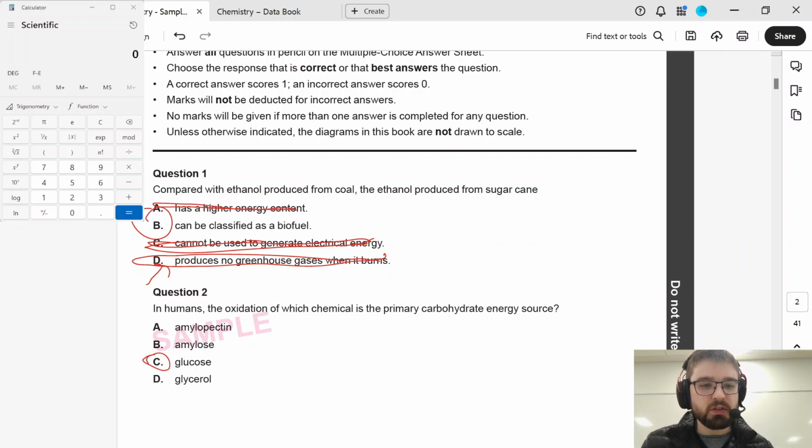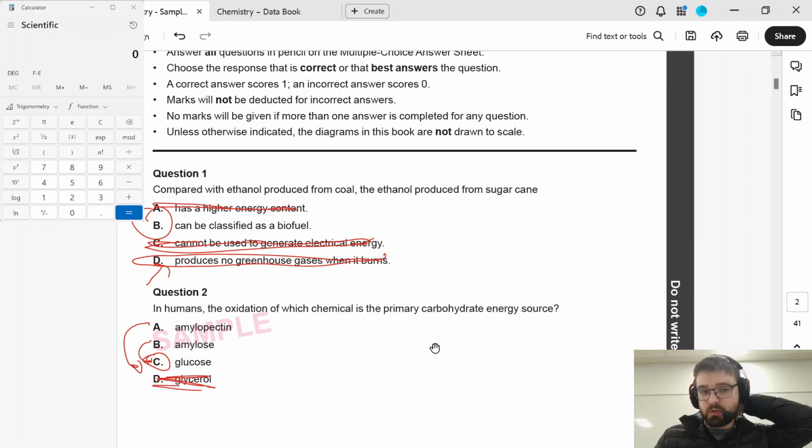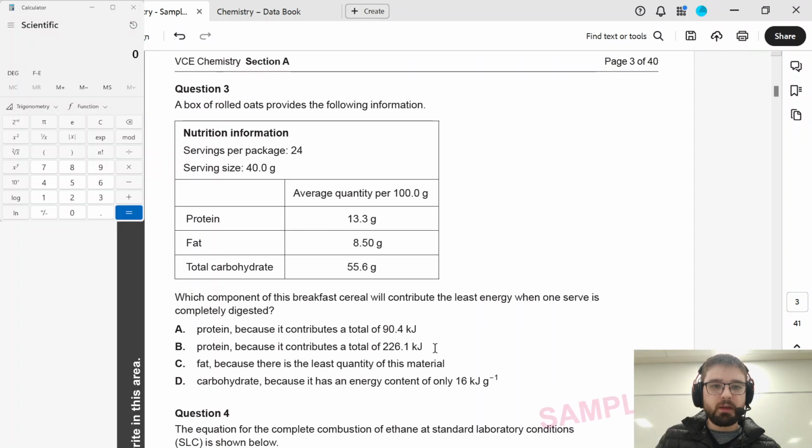Now, glycerol is not a carbohydrate, so that's just out of the question in the first place. These other two can be used, and they can be broken down into glucose. Cellulose cannot, but those two are just broken down into glucose anyway. So, alright, a box of rolled oats provides the following information. Which component of this breakfast cereal will contribute the least energy when one serve is completely digested?